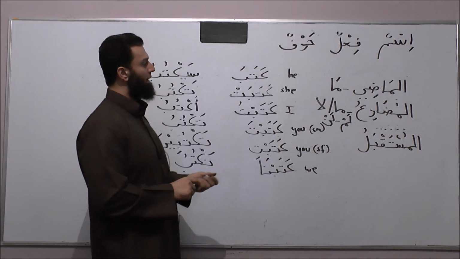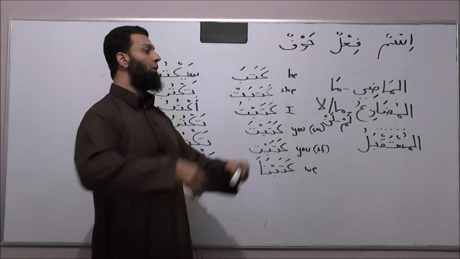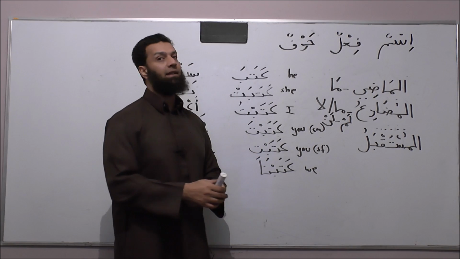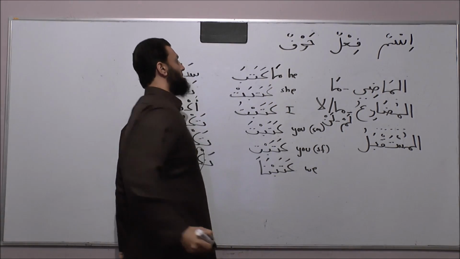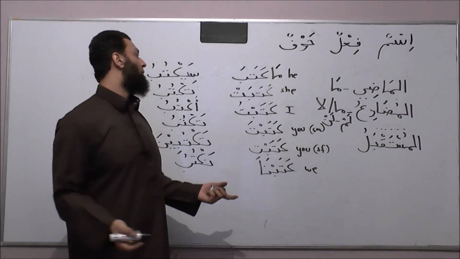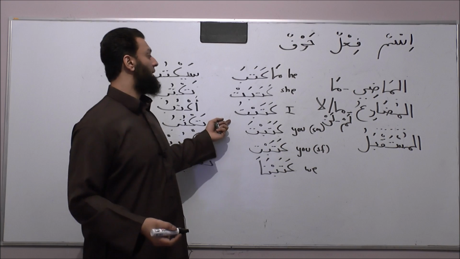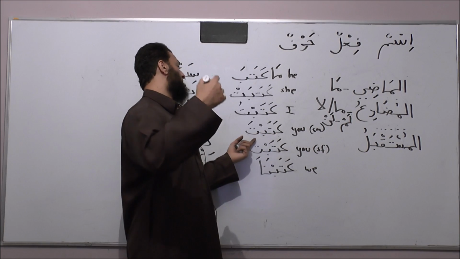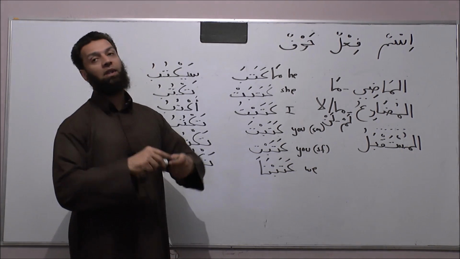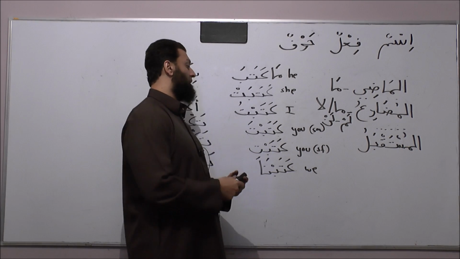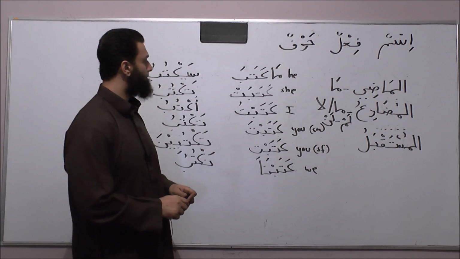So, quite simply, kataba means he wrote. If we want to negate it and say he did not write, then we simply add ma. Ma kataba, he did not write. Ma katabat, she did not write. Ma katabtu, I did not write. ما كتبت, you single male didn't write. ما كتبتي, you single female didn't write. And ما كتبنا, we didn't write. Quite simply, it's like that.